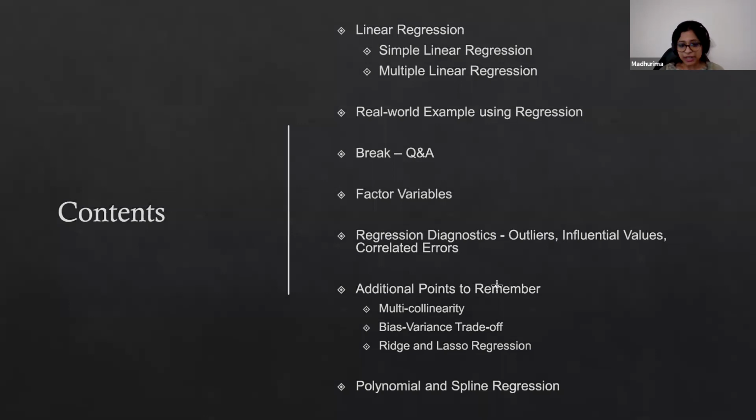And after the break, we will continue with factor variables, outliers, correlated errors, influential values, and a few other points which are very important to remember when we are doing regression analysis, such as multicollinearity, bias variance trade-off, and how to tackle that using ridge and lasso regression. And lastly, I'll be going over polynomial and spline regression. Again, if you have any questions, there is a Q&A chat box. Please feel free to put your questions out there.